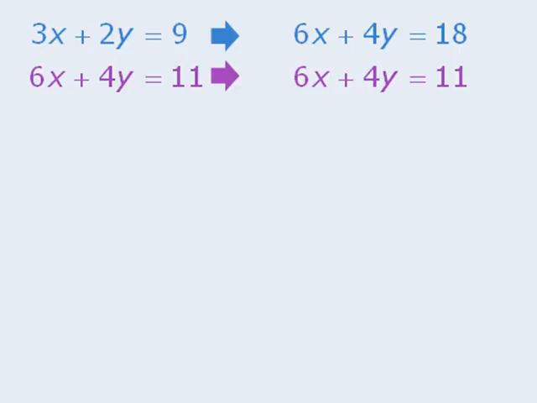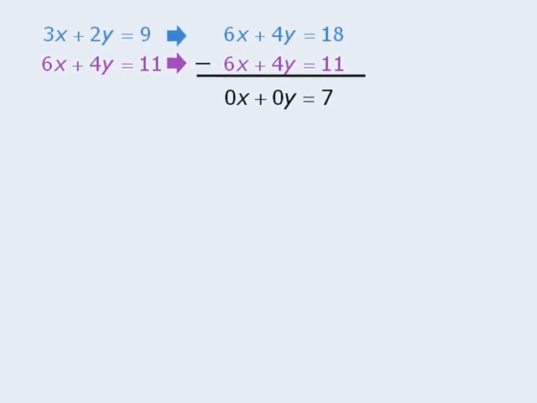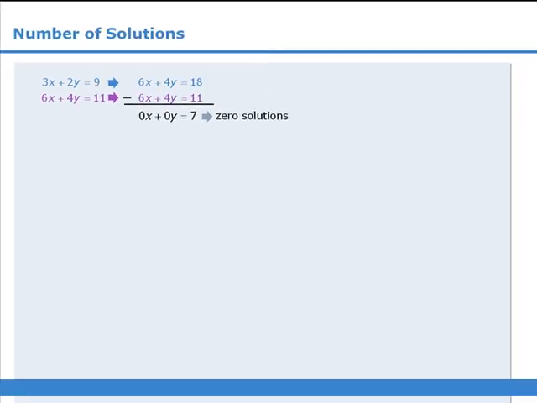Another way to see why this system has no solutions is to subtract the bottom equation from the top equation. When we do this, we get 0x plus 0y equals 7. Since 0 times any number is always 0, there can be no solutions to this system.